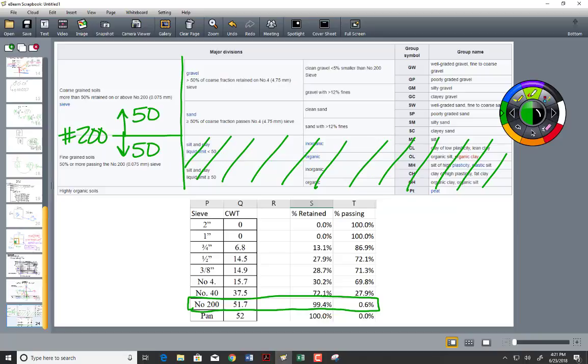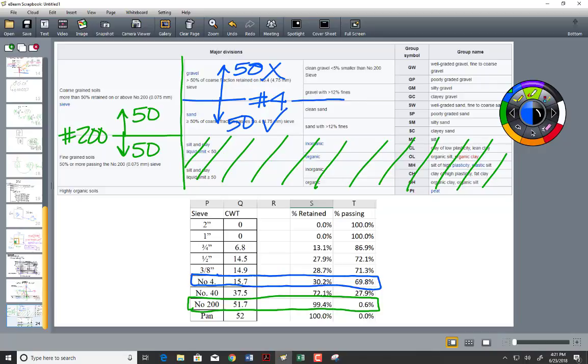Then we go to the next one. Right here, this is the number 4. Do we have more than 50% over here, or do we have more than 50% down here? More than 50% retained or more than 50% pass, for my number 4. I have more than 50% that passes, correct? Yes. So this is out. So all these are no longer counted.